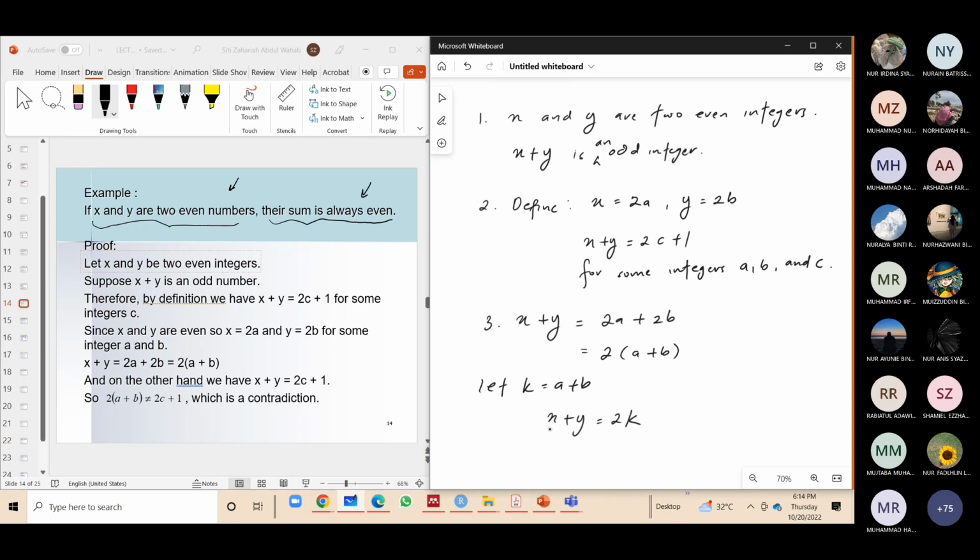But in our assumption, x plus y is an odd integer. So 2k is not equal to 2c plus 1, which is our definition here. Then we have proved that our assumption is false and the statement is true. So this is contradiction.